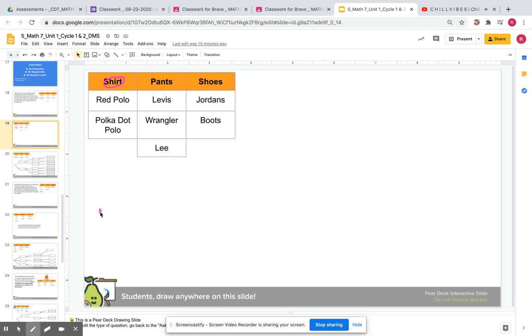Like I told you guys, I usually start with a dot and then I branch out like a tree. So my dot is my starting point, and I look at the shirts. Based off the shirts, how many options do I have? I hope that you were able to count them and tell me that there are two options. That means I have to grow two branches for my tree diagram. One of the branches has to talk about red polos. The other branch has to talk about the polka dotted polo. So I'm going to write PD for polka dotted polo.